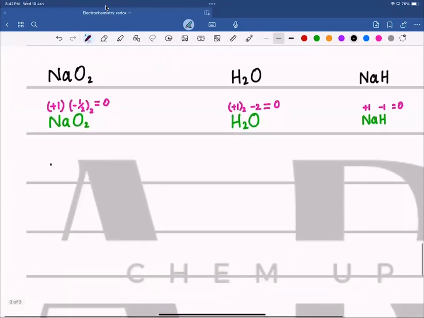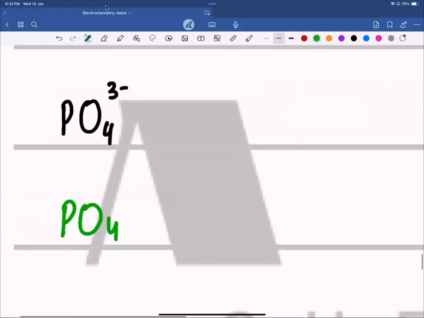Now, next one, PO4 3 negative, the phosphate ion. It's a polyatomic ion. So PO4, what will be the net charge over here? -3. Is there any element from group 1, 2, and 3? No, sir. Is there hydrogen? No, sir.